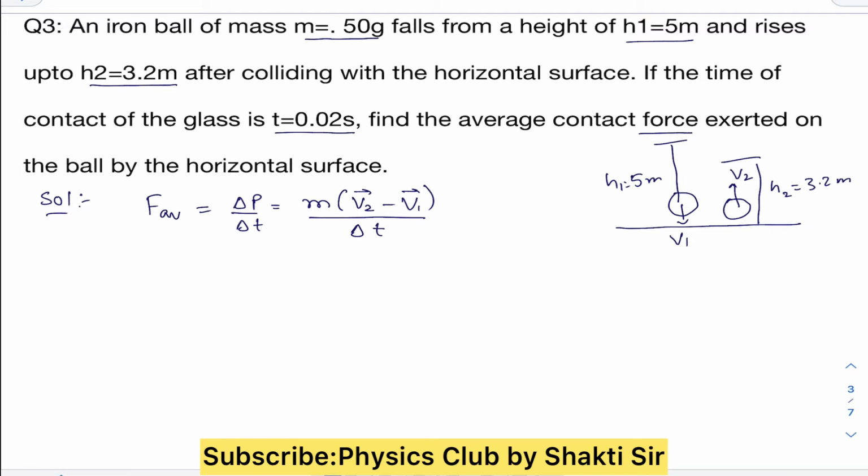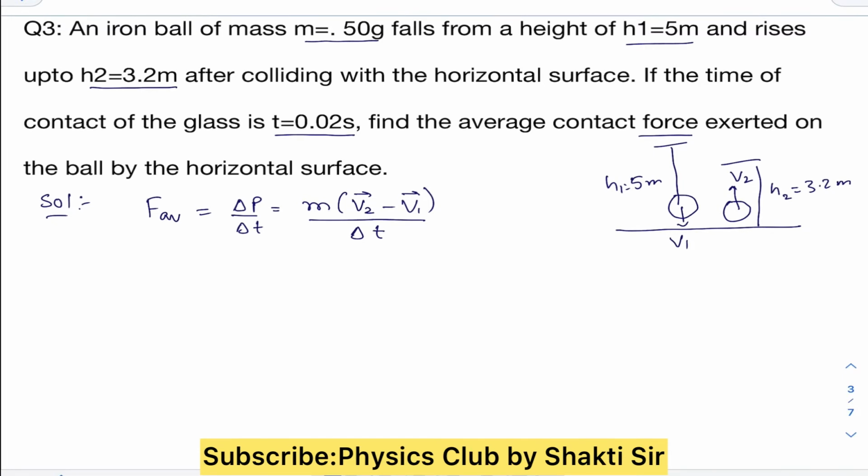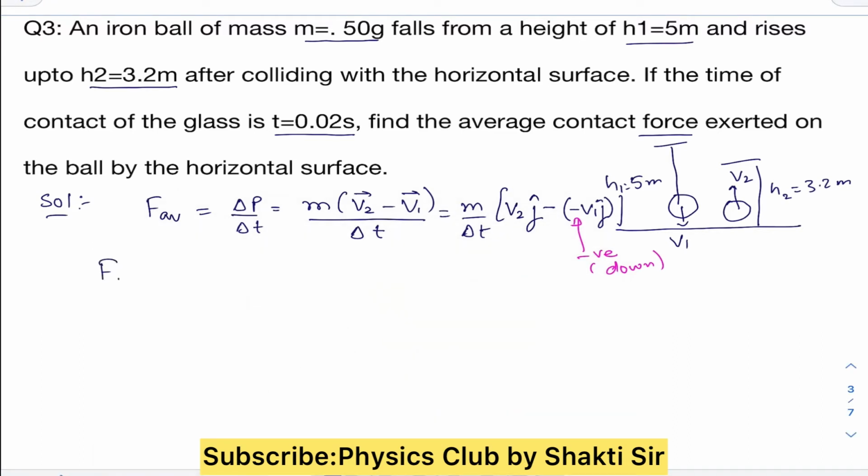And in case of height, v2 can be written as v2 upward along the j cap minus, and this is minus v1 j cap. This negative sign is due to the downward direction. So the expression comes out to be m upon delta t into (v2 plus v1) j cap, where the value of v1 equals to under root of 2gh1 and the value of v2 equals to under root of 2gh2.